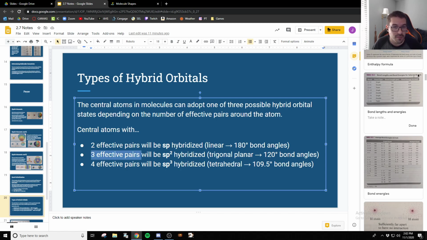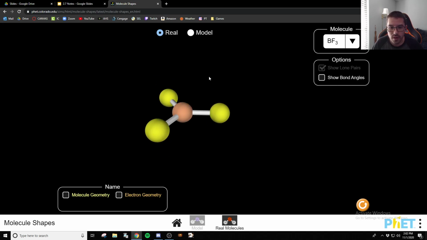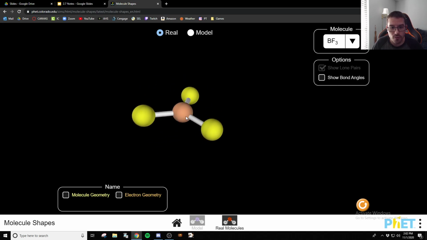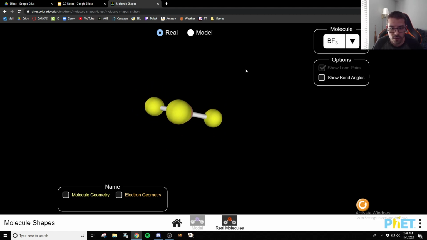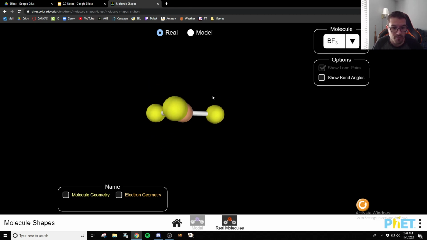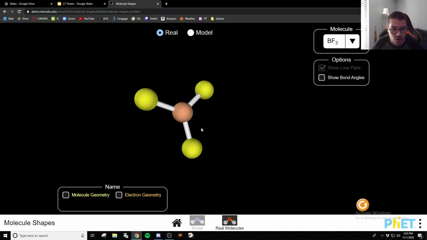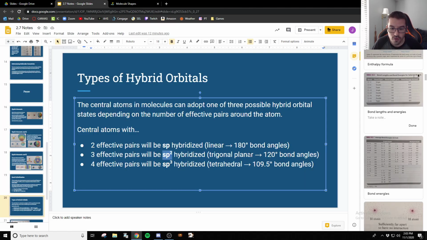The next case is when you have three effective pairs. This is called sp2 hybridization. An example of this would be BF3. So, having three effective pairs, there are no lone pairs here. We have 1, 2, 3 bonding partners here. Those are my three effective pairs. And so the hybridization that's involved here is just called sp2, and that results in a trigonal planar shape with 120-degree bond angles.